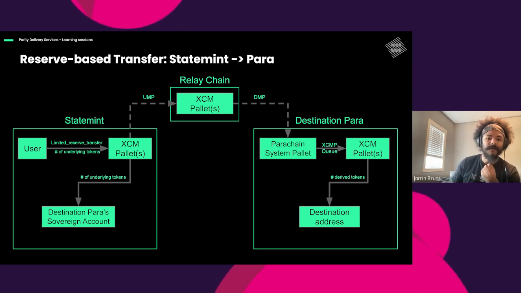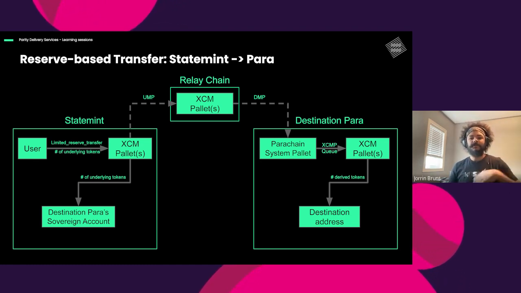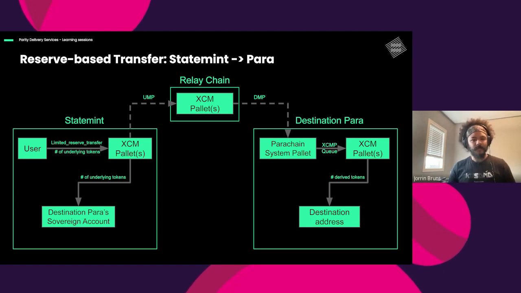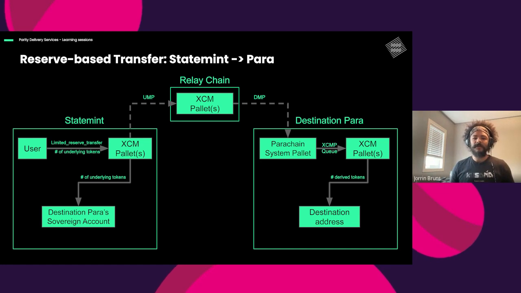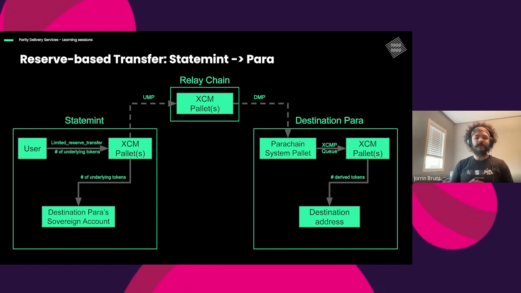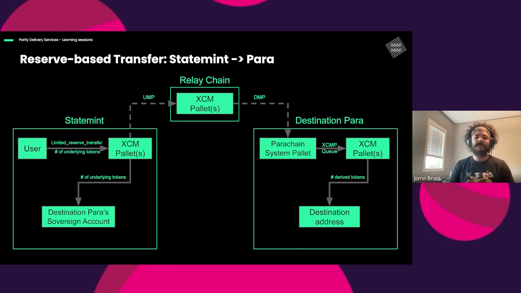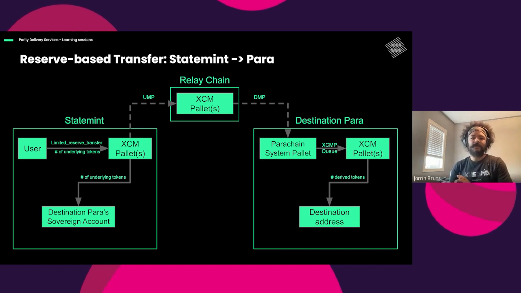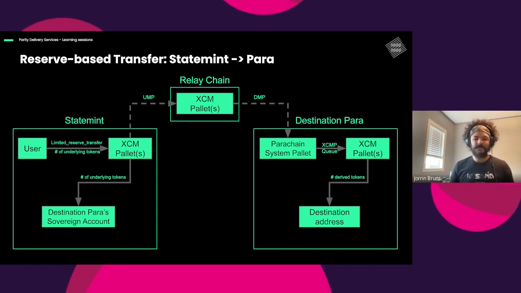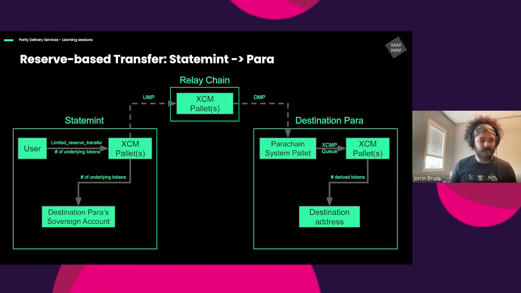This time they're starting on Statemint, and they want to send tokens to a parachain. And this parachain does not need to be trusted as long as there is a channel open. Normally you want a bidirectional channel. So as long as there's a channel open between Statemint and this parachain, then we're going to be able to send messages and token transfers to them.